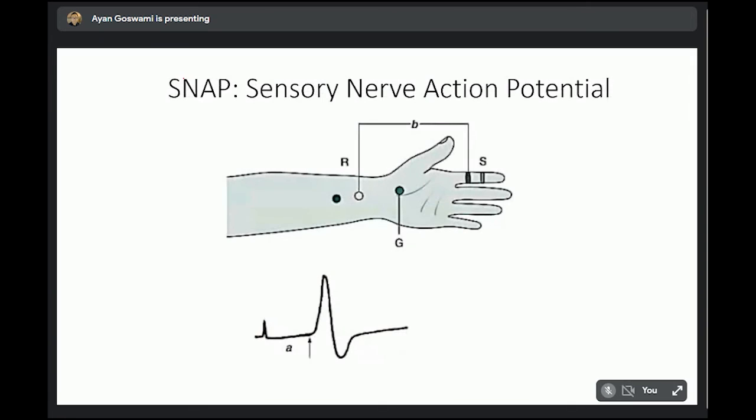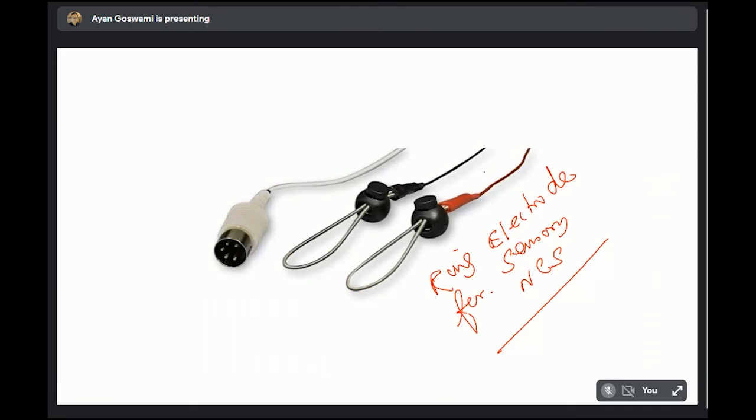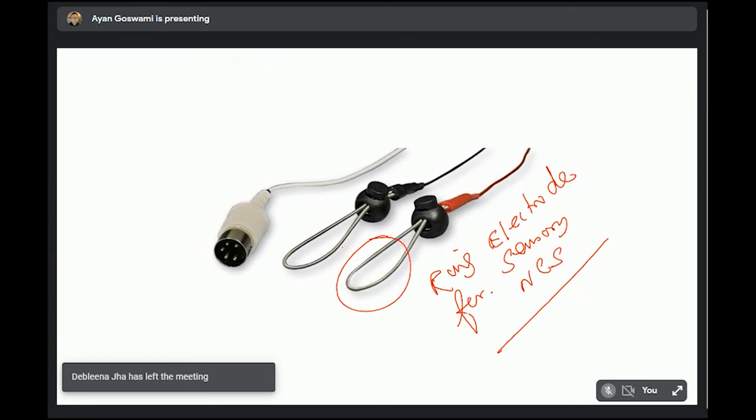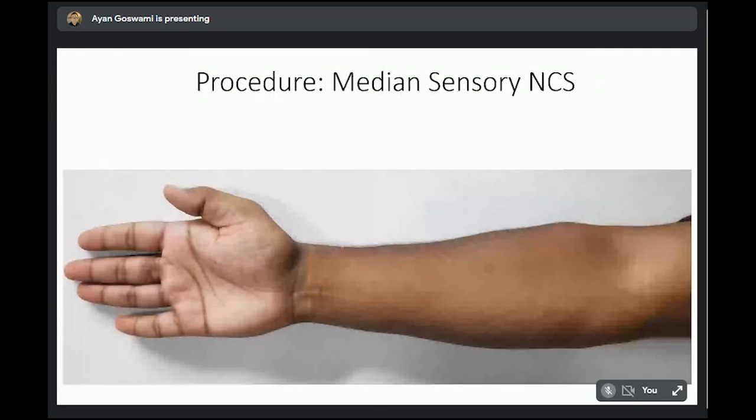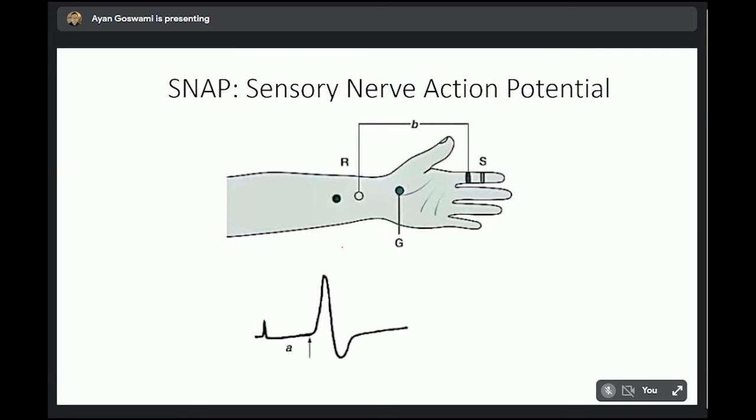In case of sensory nerve conduction study, we put the ring electrode over here. I have shown you the ring electrode already. This is the ring electrode. You can put your finger into this ring, right? So this is called a ring electrode. In sensory nerve velocity or sensory nerve conduction, you will put the ring electrode over here. This is the stimulating electrode, and this one will be your recording electrode. And the ground electrode you can place anywhere, right?